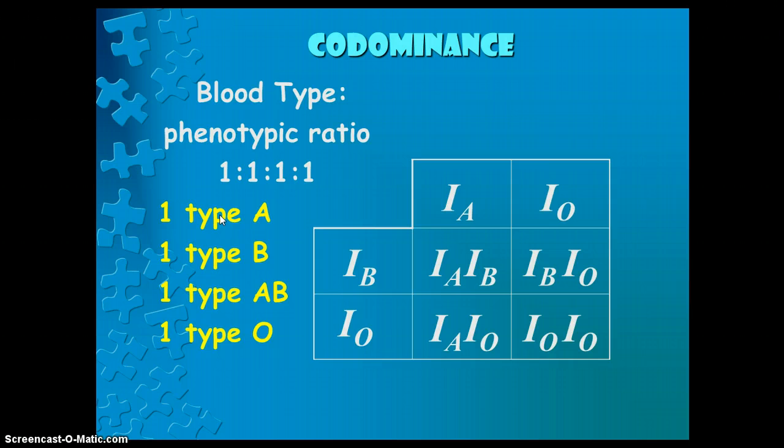All this tells us is that there's actually a protein hanging off the red blood cell. If you have type A, then you have type A proteins hanging off your red blood cells. If you have type B, then you have type B proteins hanging off your red blood cells. If you have type AB, then you have both A and B proteins on your red blood cells. If you have type O, you don't have any.